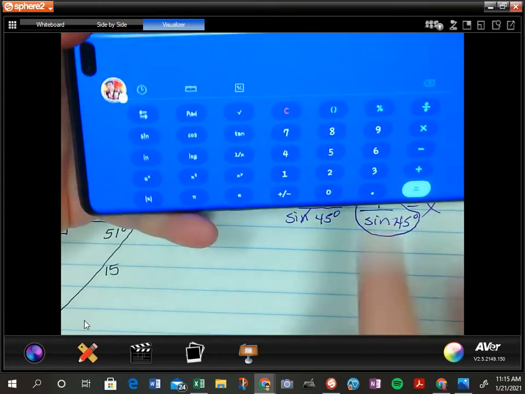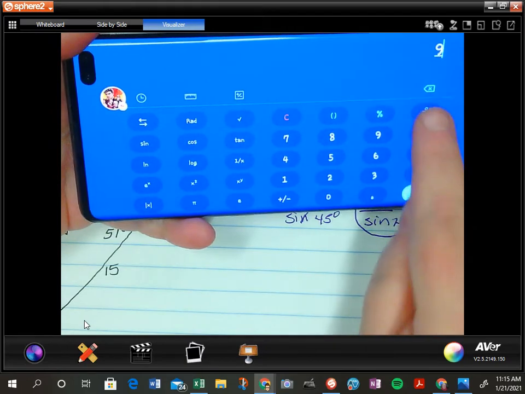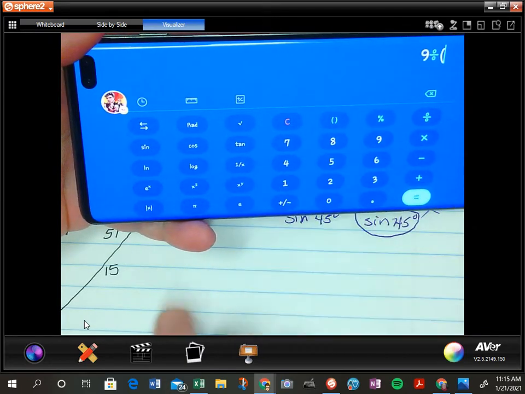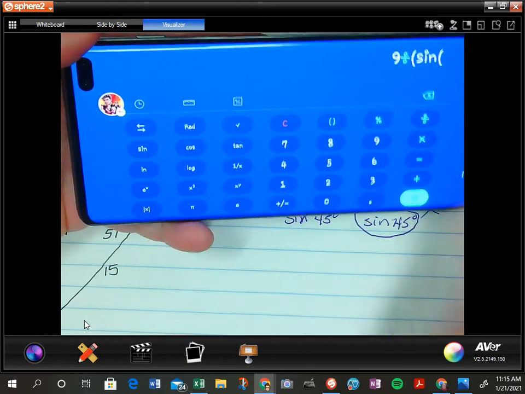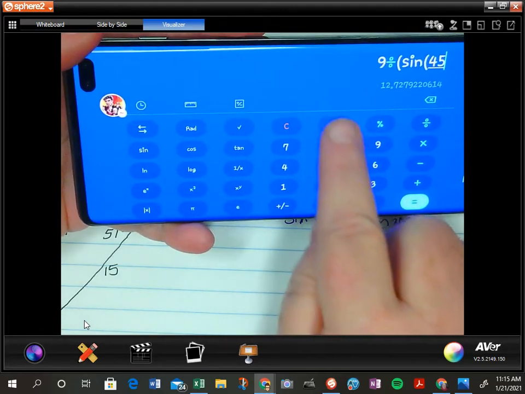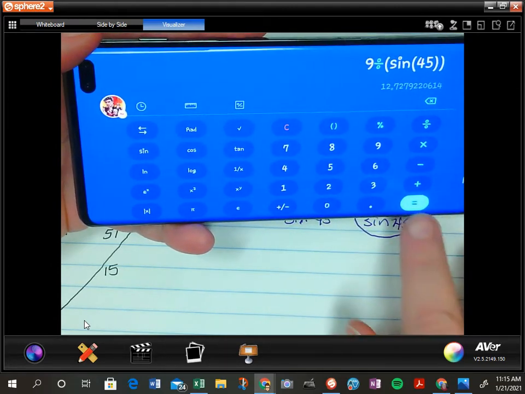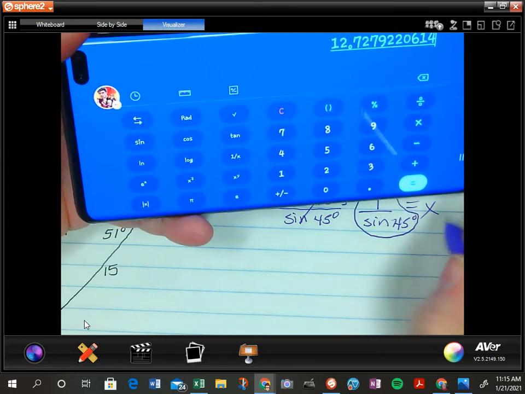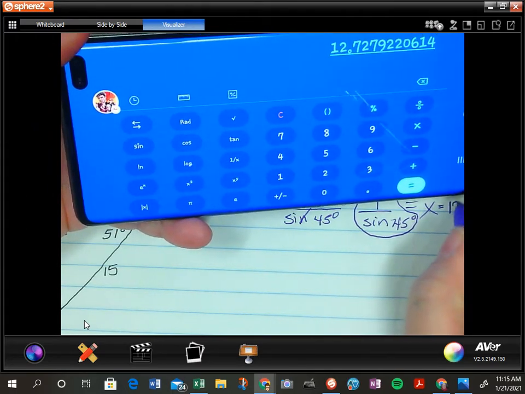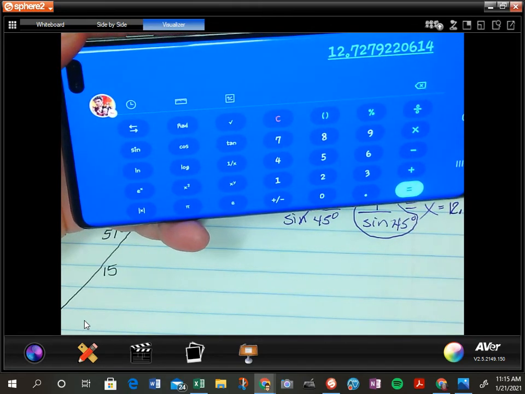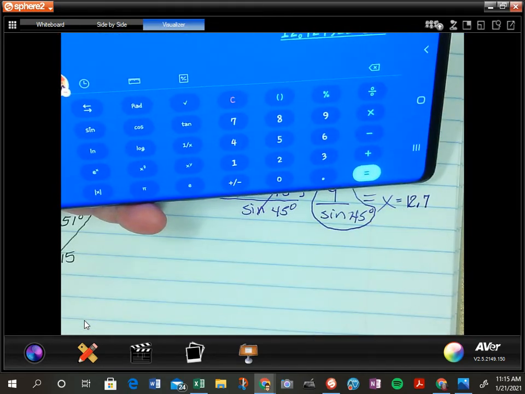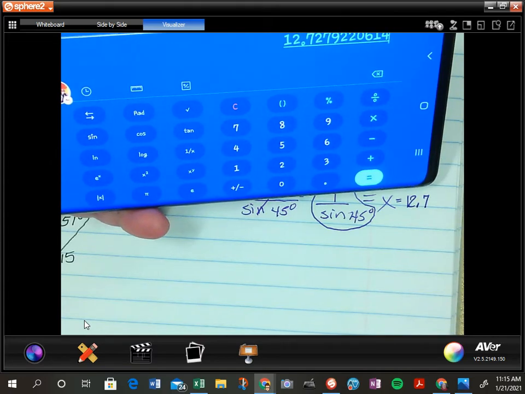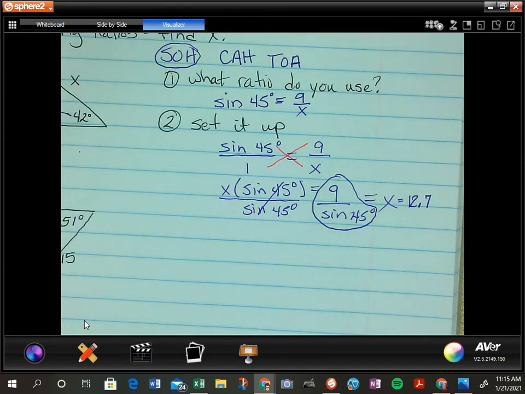And you're going to type in 9 divided by parentheses sine 45 parentheses, and I have to do a second one. Enter. So x is equal to 12.7. I just need one decimal place. That wasn't too hard, was it?